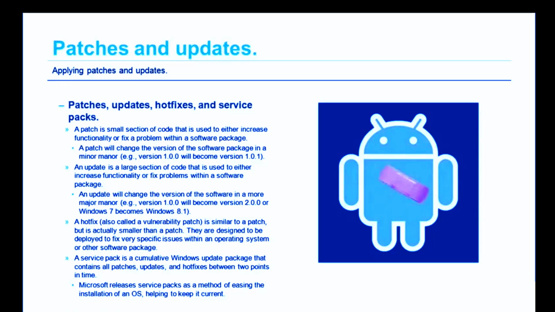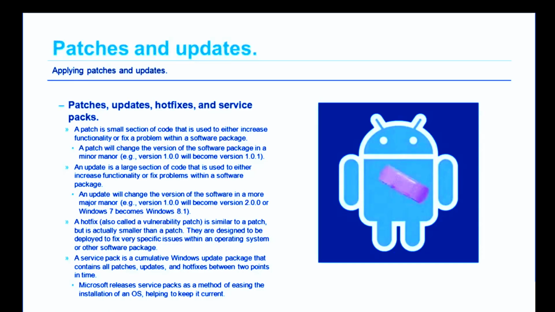A hotfix, which can also be called a vulnerability patch, is similar to a patch, but it is actually smaller than a patch. They are designed to be deployed to fix a very specific issue within an operating system or other software package. Hotfixes are usually issued to fix security problems that become discovered after the software package has been produced.